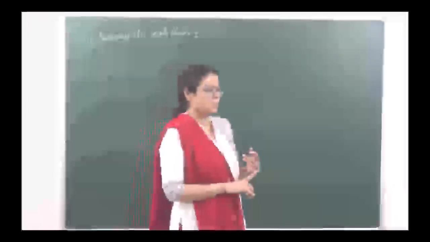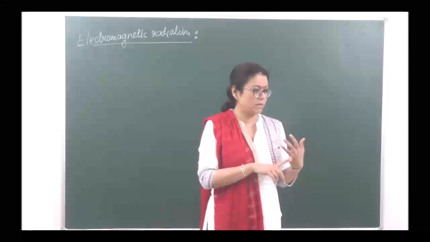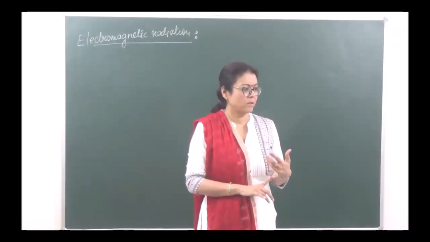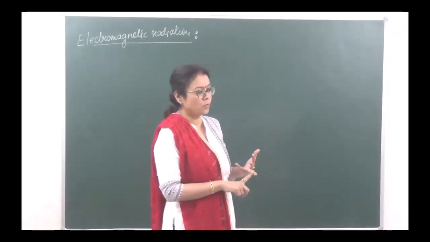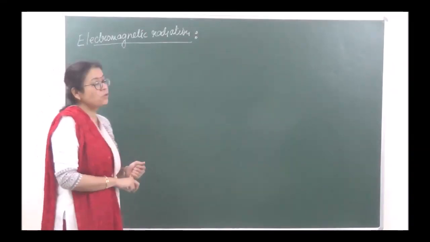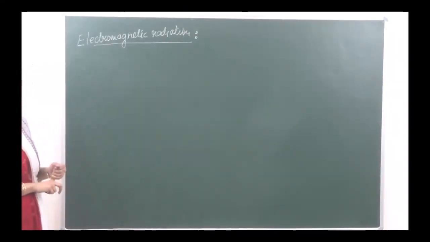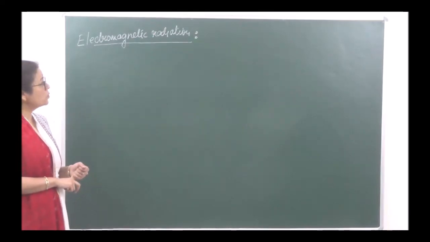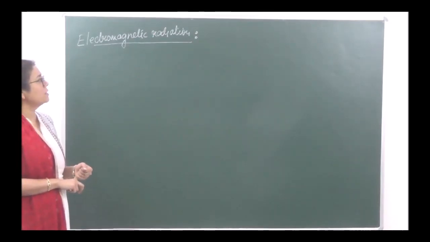So what did we do in our previous lectures? We did Rutherford's model of atom, okay? And then we did the drawbacks of Rutherford's model of atom, right? Now today we are going to go to the next topic, which is electromagnetic radiation. Now, what do we understand by electromagnetic radiation?